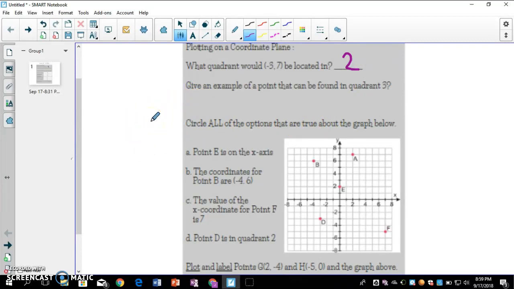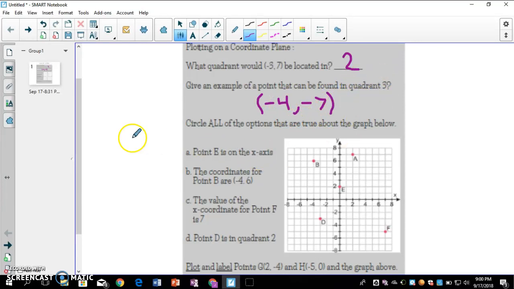Okay, and then the next thing says to give an example of a point that can be found in quadrant 3. Well, we kind of use this last one to help us out. If this ended up in quadrant 2 because we went to left and up, so negative and then positive, to go into quadrant 3, we're going to need a negative x and a negative y. So it doesn't matter what numbers you choose, but you need to have a negative number for your x. So I'm going to choose -4. And you're going to need a negative number, and I'm going to choose -7 for your y as well. You don't have to have the same numbers, but they both need to be negative because that's how it ends up in quadrant 3.